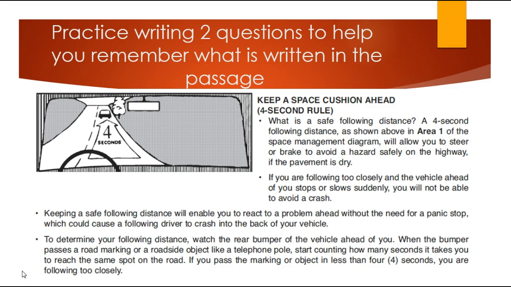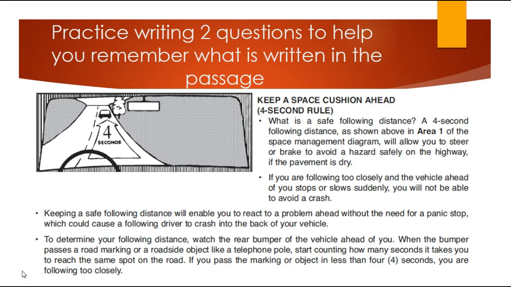A 4-second following distance, as shown above in Area 1 of the space management diagram, will allow you to steer or brake to avoid a hazard safely on the highway if the pavement is dry. If you are following too closely and the vehicle ahead of you stops or slows suddenly, you will not be able to avoid a crash. Keeping a safe following distance will enable you to react to a problem ahead without the need for a panic stop, which could cause a following driver to crash into the back of your vehicle.